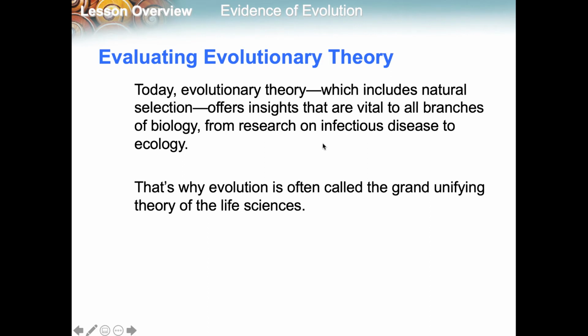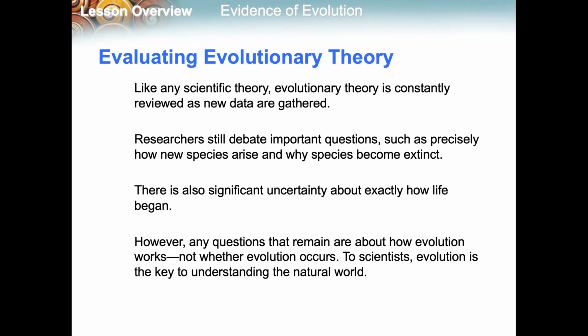So today we know that the theory, which includes natural selection, offers insight that is vital to all branches of biology. So this can go from research on infectious diseases to ecology. Like any scientific theory, evolutionary theory is constantly reviewed as new data is gathered. So they're constantly adjusting it as we get new information and as archaeologists keep looking for more evidence. Researchers still debate certain questions like how new species arise and why certain species become extinct. But there's a lot of uncertainty about exactly how life began.